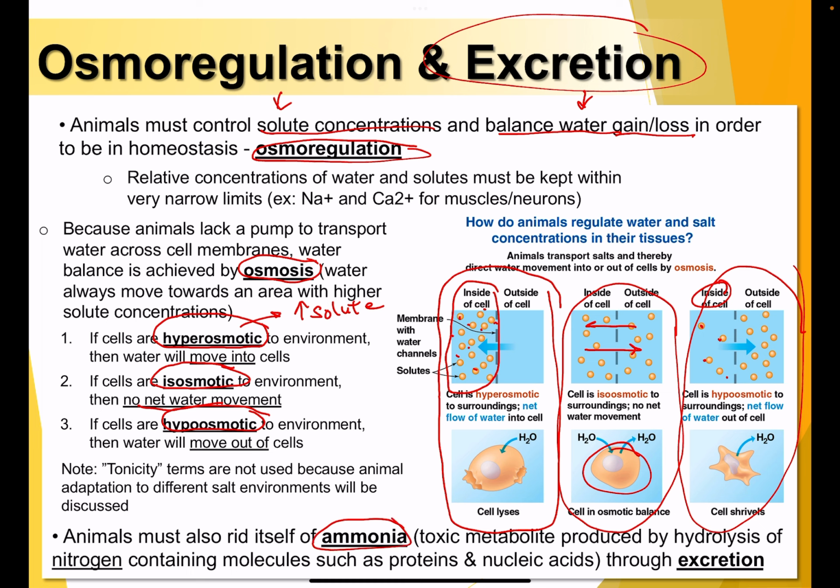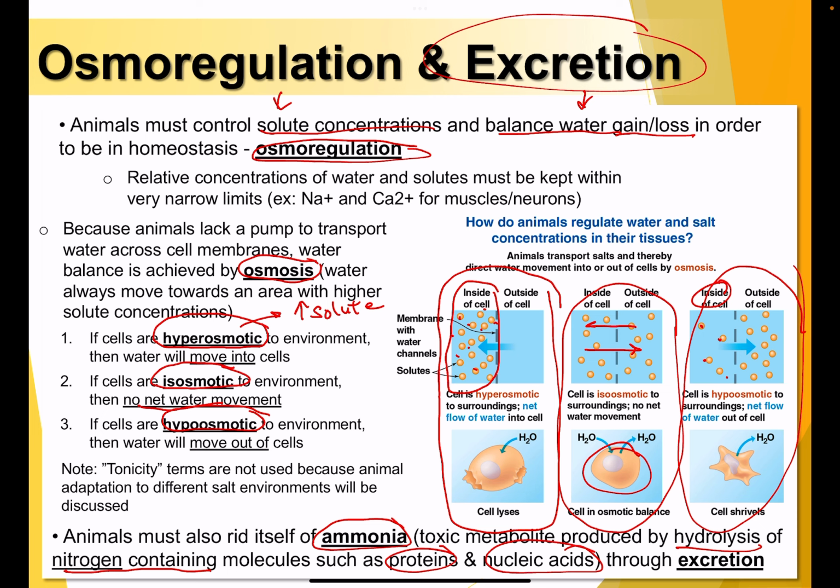Ammonia is actually a toxic metabolite that is produced by breaking down, or what we call hydrolysis, of nitrogen-containing molecules. Those usually end up being proteins and nucleic acids because they are more abundant in nitrogen-containing molecules than carbohydrates or lipids. So when we are eating proteins or things with nucleic acids, our body will break that down. And when it breaks those down, you end up producing a waste product that is ammonia.